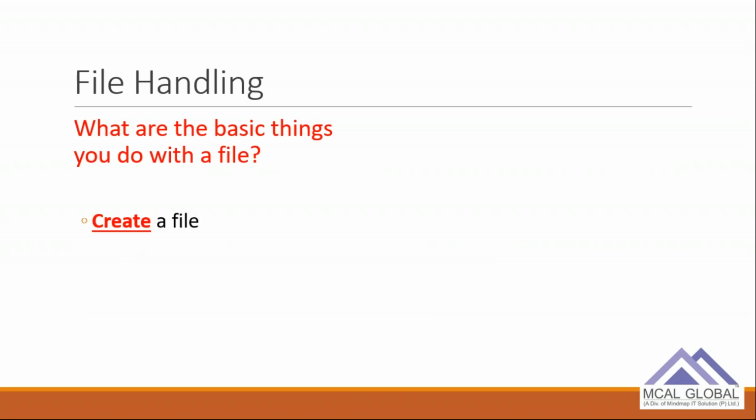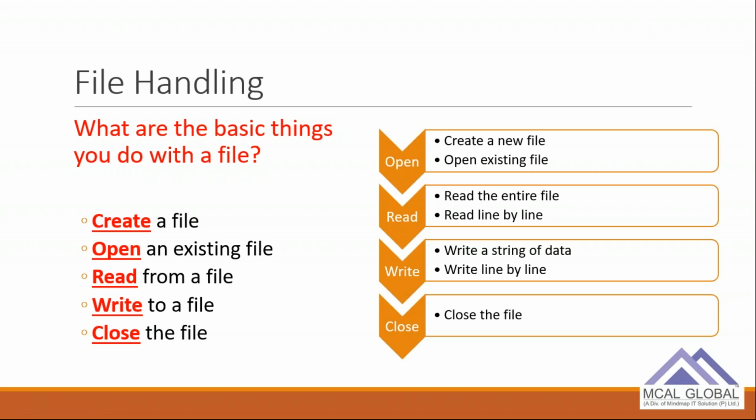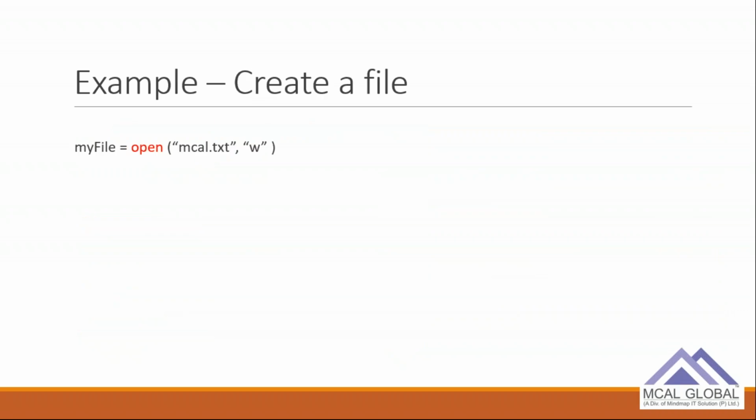So, what is file handling? You create a file, you open a file, you read from a file, you write to a file, you close the file. Basically, these are the five operations you usually do on a file. While reading, you can read the entire file, or you can read particular lines which you want. In writing, you can write a number, a string, line by line, and eventually you close the file. So these are the basic steps.